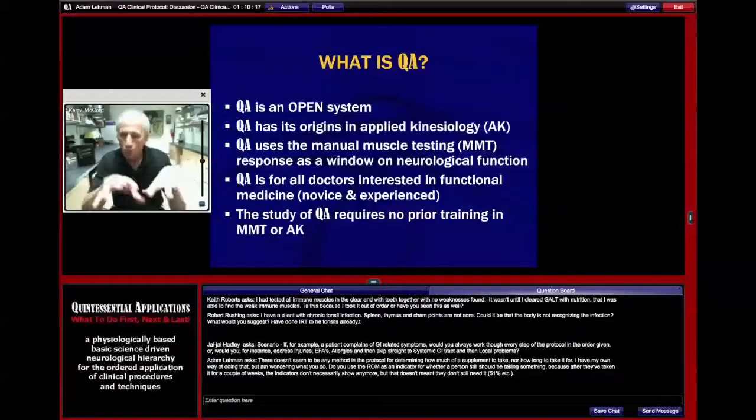Now, we're going to review some things that all of us know. We're also going to look at the physiologic effects of the Quintessential Applications clinical protocol. I'm going to review a couple of case histories, and then I'm going to prepare us for the demonstration that will happen next week.